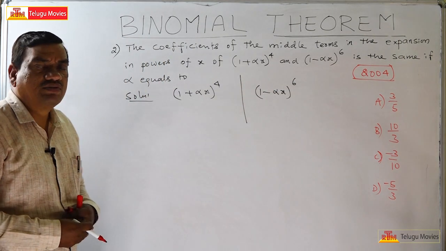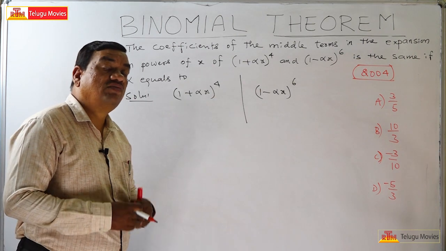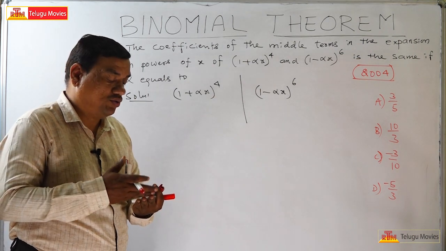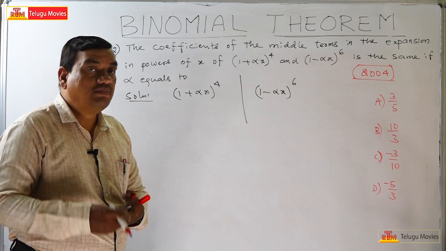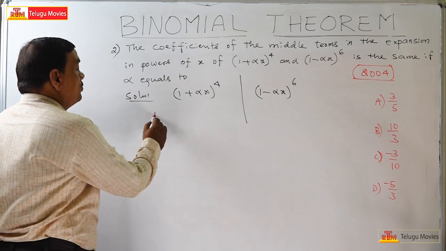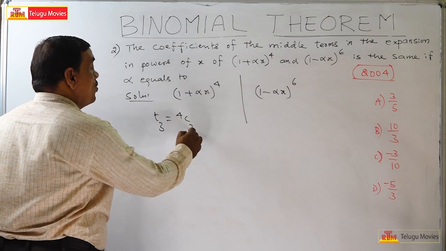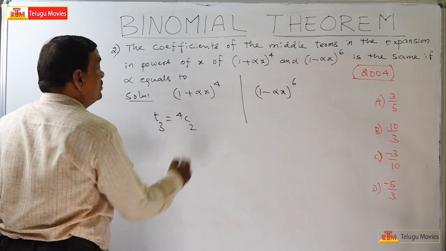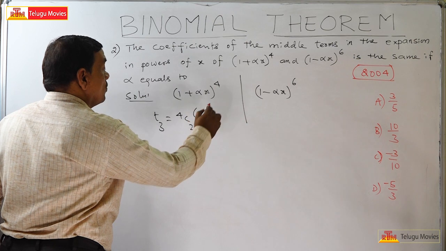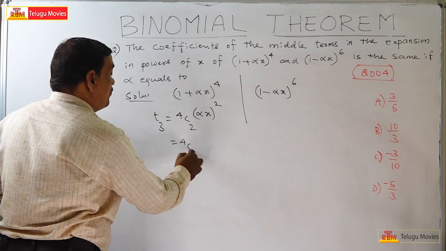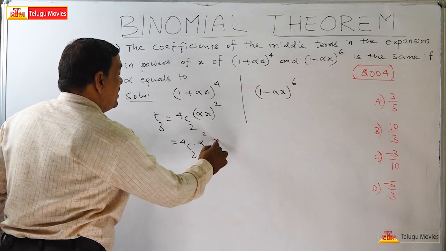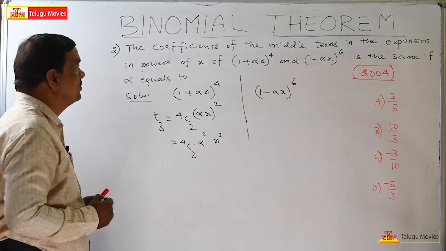What are the middle terms first of all? In this expansion there will be 5 terms: 1, 2, 3, 4, 5. The middle term is the third term. So T3, the third term, will be the middle term. Therefore this is 4C2 into (alpha x) whole square. So this is 4C2 into alpha square x square.